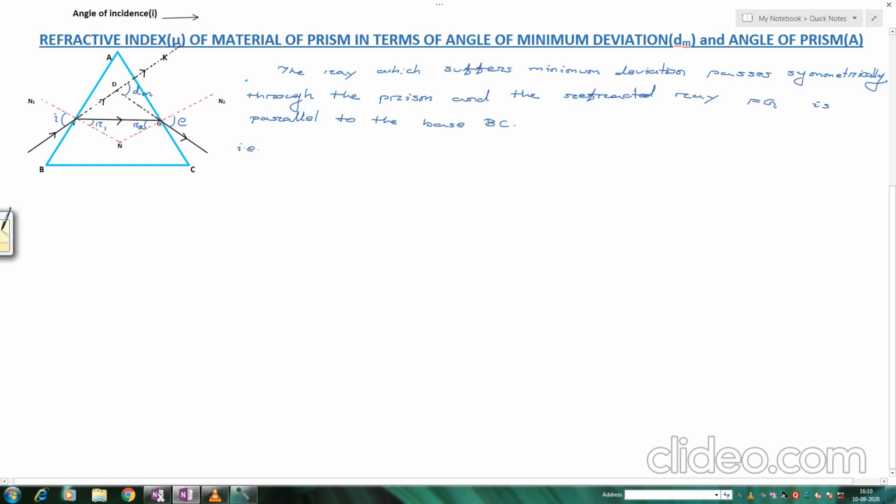That is, for minimum deviation, that is written as dm, as it is symmetrical to the base, so for minimum deviation I is equal to E, that is angle of incidence is equal to angle of emergence, and R1, that is angle of refraction in the first face, is equal to R2, that is the angle of incidence for the second face. As these two are equal, let us write this as R.